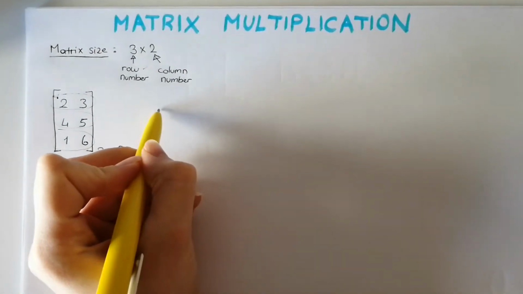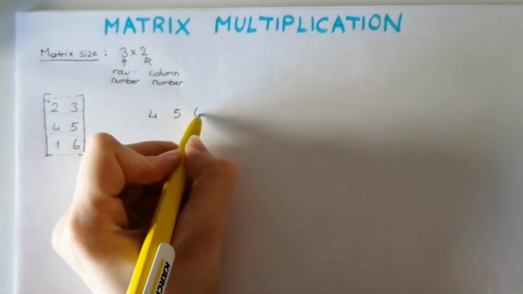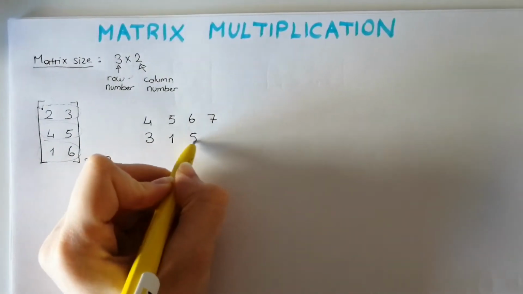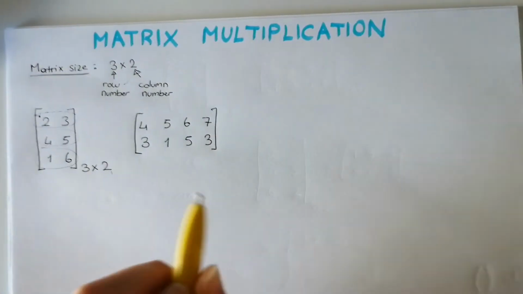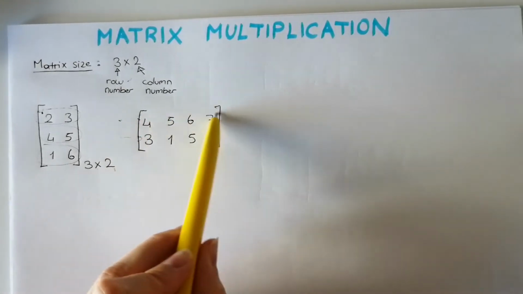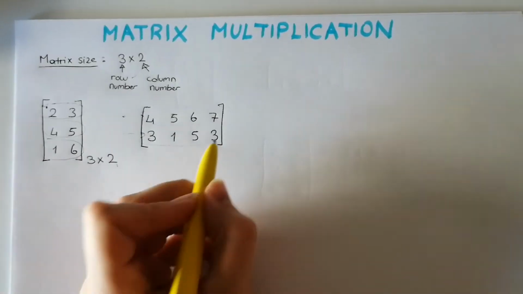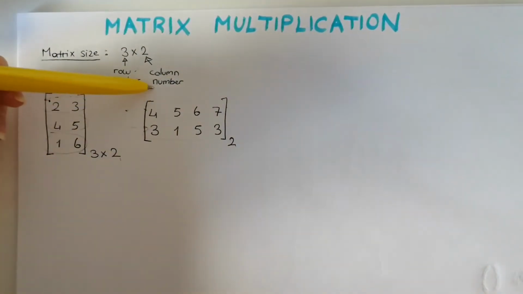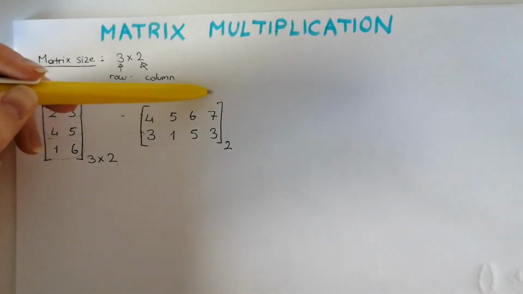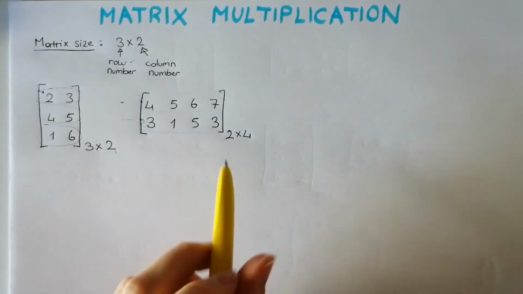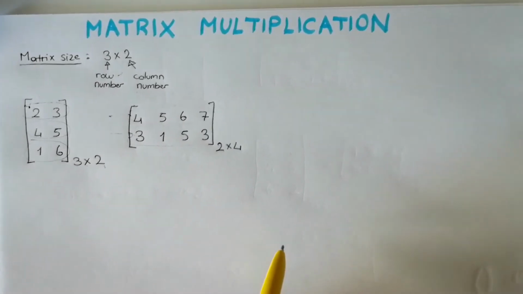Let's make another example. 4, 5, 6, 7, 3, 1, 5, 3. So this matrix has 1, 2 columns. This is the first row. This is the second row. So 2 rows. And this matrix has 1, 2, 3, and 4 columns. So this matrix is a 2 by 4 matrix.